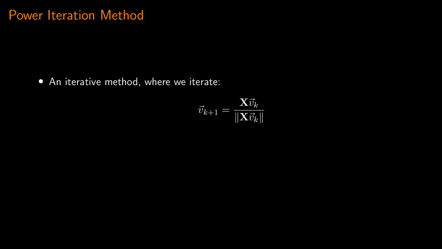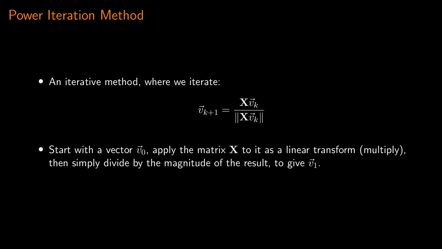Okay. So the power iteration method is, as its name suggests, an iterative method where we're going to iterate this equation. It's actually really very simple. So we know that we're going to start with a given vector v. Okay, so start with a vector v0. We apply the matrix X to it as a linear transform, so simply multiply them. That's this X times a vector vk. Okay, and then simply divide by the magnitude of the result to give vk plus 1. So vk plus 1 is equal to X times vk over the magnitude of X times vk.